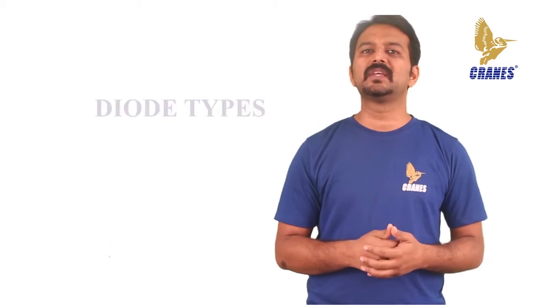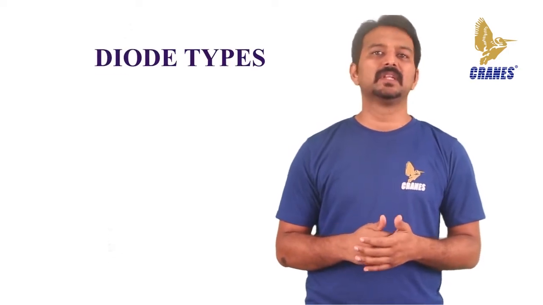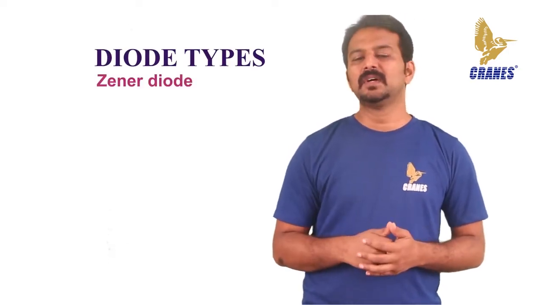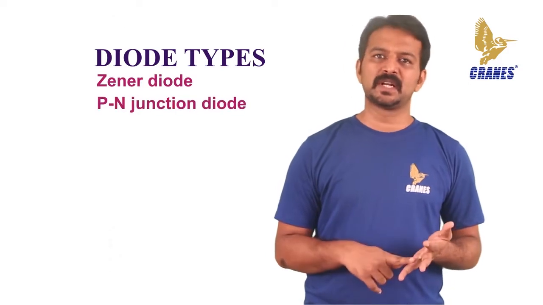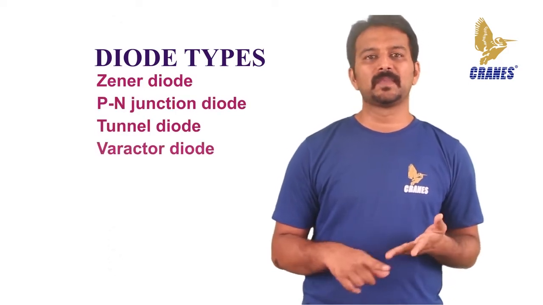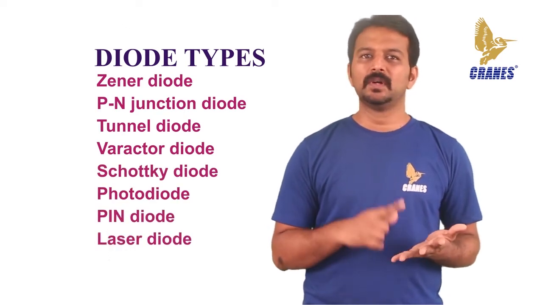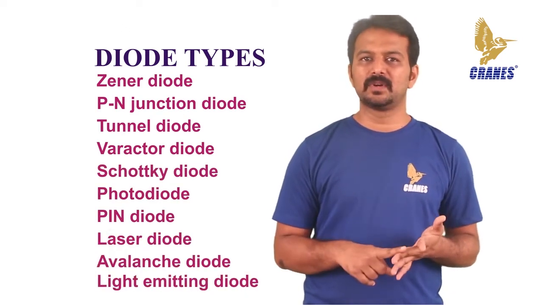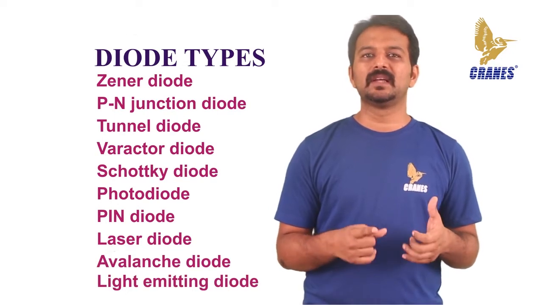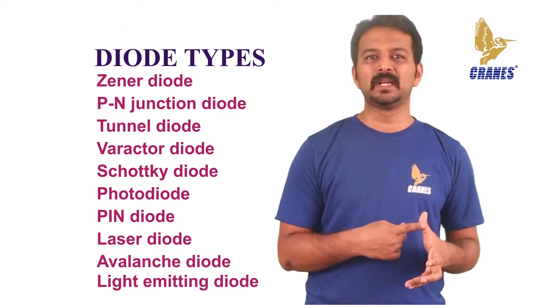Now, let us see what are the different types of diodes. The different types of diodes include Zener diode, PN junction diode, tunnel diode, Varactor diode, Schottky diode, photodiode, PIN diode, laser diode, avalanche diode and LED, which is nothing but the light emitting diode.